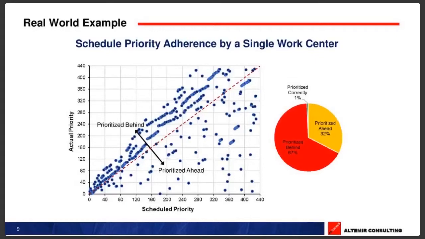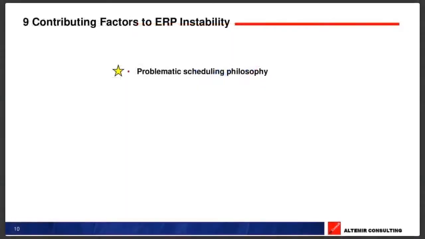The problem I'm illustrating with this real-world data is that there can be no realistic hope of a supply chain performing well if we're driving them with a set of constantly changing due dates where feedback loops may be at play. So now I'm going to outline 9 reasons why you may have feedback loops in your system.